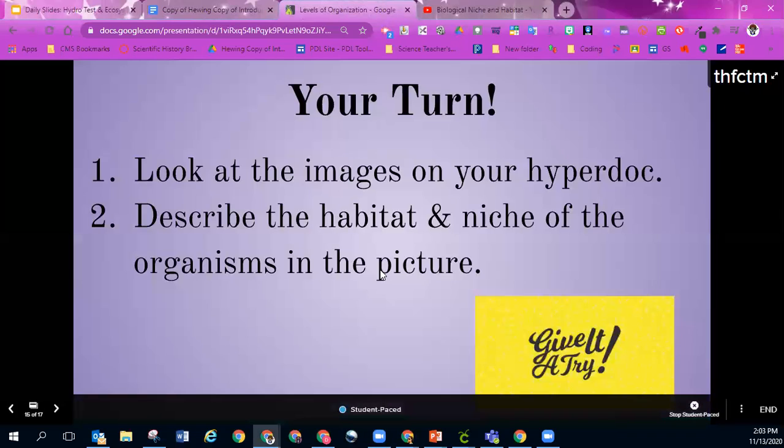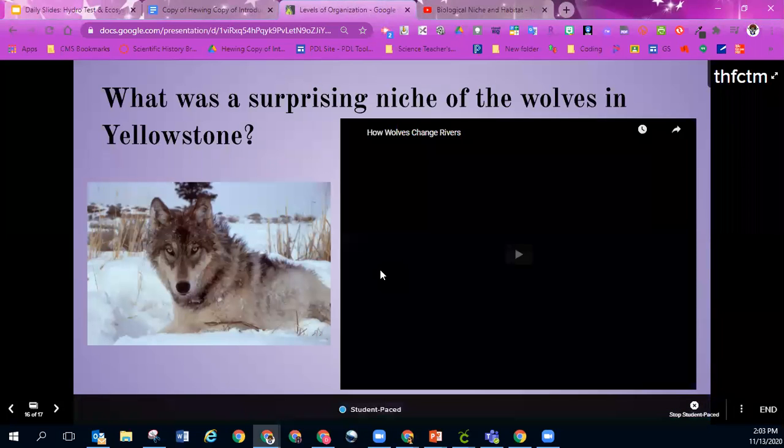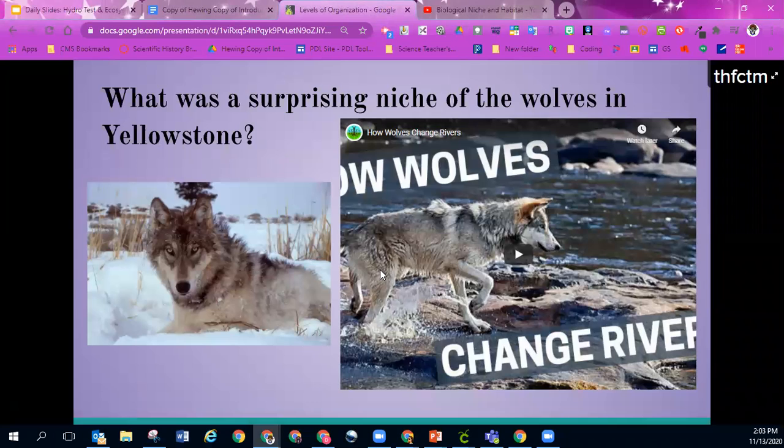All right, so lastly, we are going to look at how wolves that have been introduced to Yellowstone have changed Yellowstone. We are going to look at these wolves throughout this unit, and we are going to look at them in different lenses depending on what we are talking about for the day. So today we're talking about niches, and just to remind you, niches are the job. What is the job of these wolves in Yellowstone?